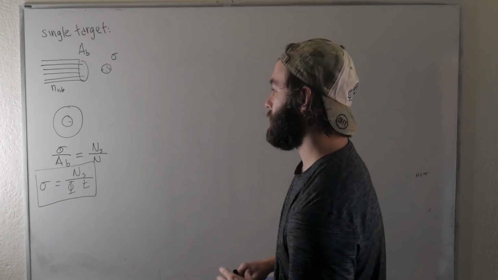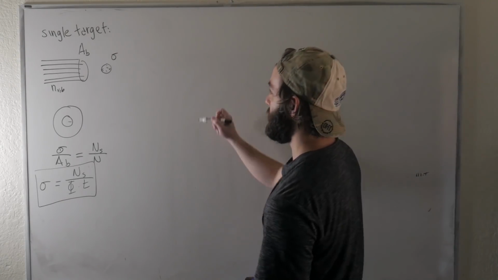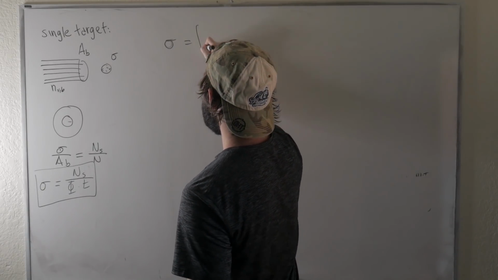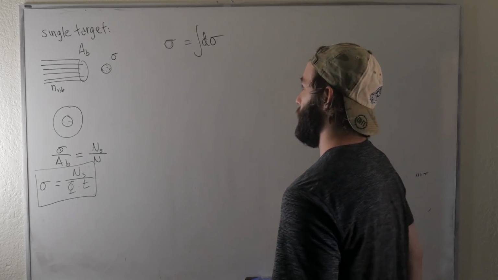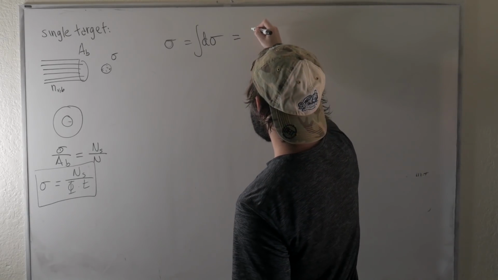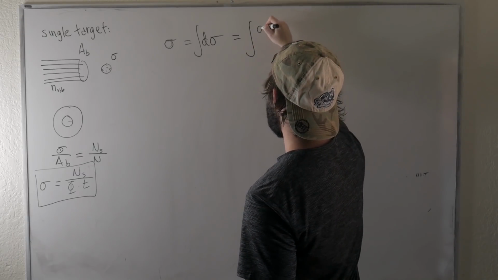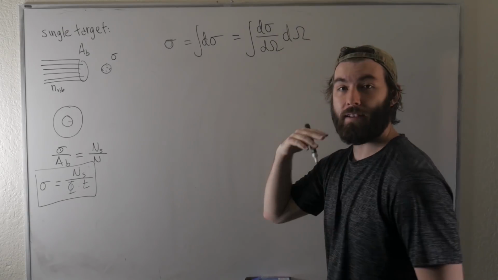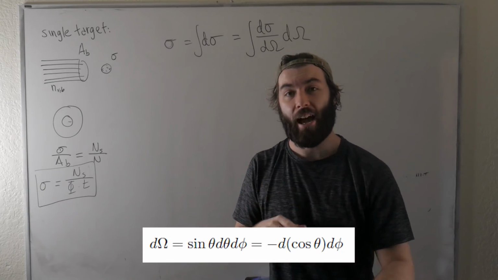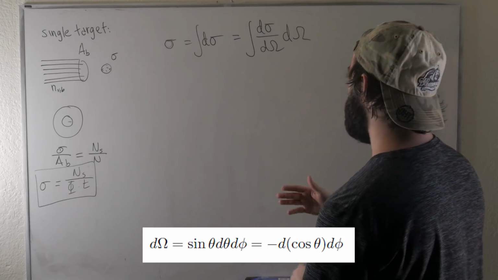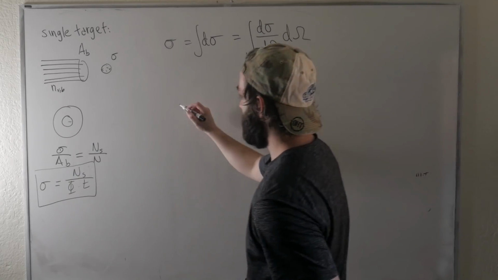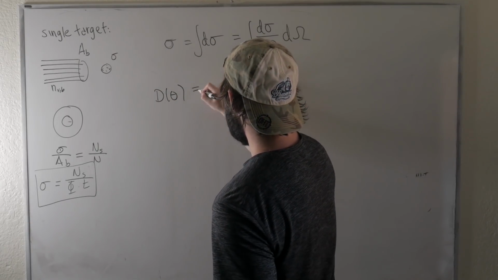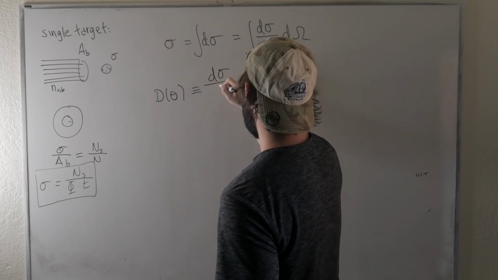One thing that's very common to do is to express this cross-section as a summation of little infinitesimal cross-sections, as an integral of little infinitesimal cross-sections, which will oftentimes be expressed as the integral of d sigma d omega, where omega is the solid angle that the particle is scattered into. So we take into account where it's being scattered into. Then we define the differential cross-section of theta to be d sigma over d omega.